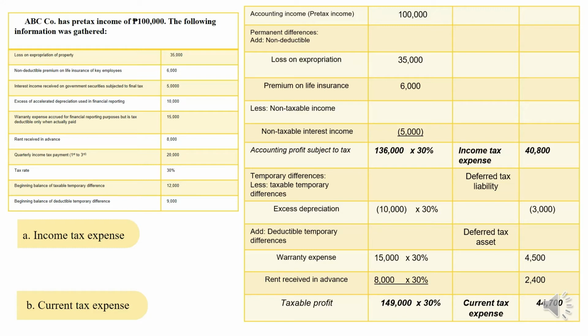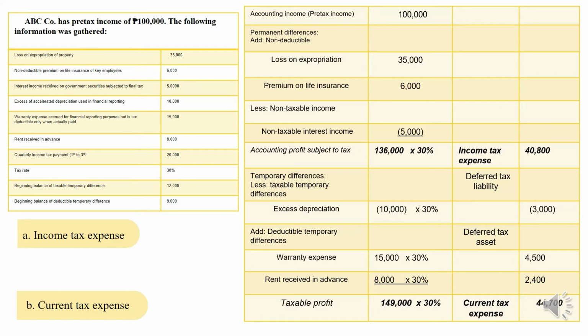Excess depreciation: when we say excess, you overpaid, so it is considered a taxable temporary difference. Warranty expense is higher than the expense recognized in financial reporting compared to taxation. This makes financial income less than taxable income, so it is a deductible temporary difference. Rent received in advance is recognized as a liability by accounting but as taxable income by taxation. This makes financial income less than taxable income, so it is a deductible temporary difference. It is added in the formula. Compute to get the taxable profit of 149,000, then times the 30% tax rate to get the current tax expense of 44,700.